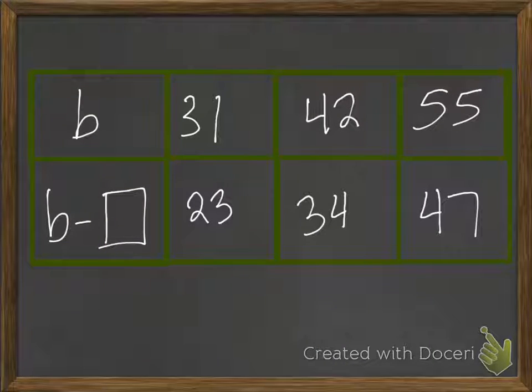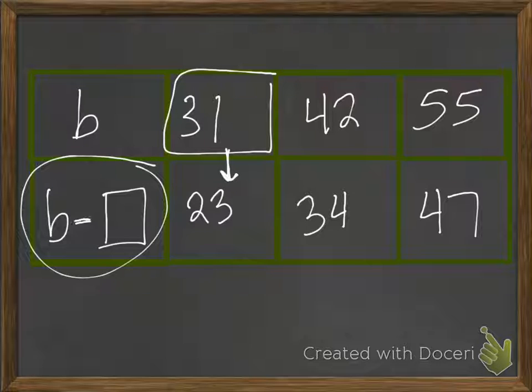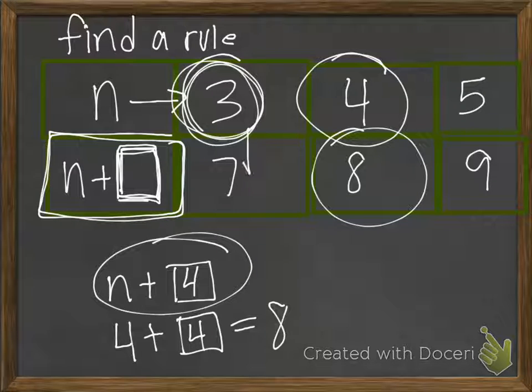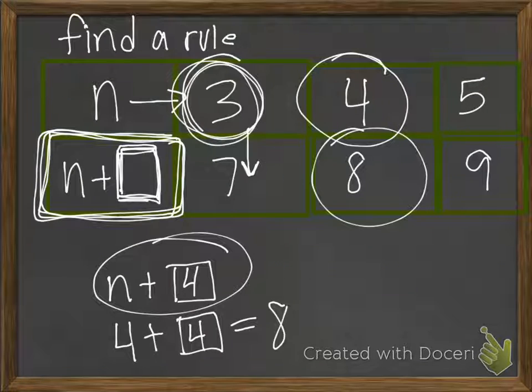Another thing I want you to notice: if you start with a number up here that's greater than this number, if you are decreasing, that means your rule is going to be a subtraction problem. If we go back and you see that this number is smaller and it's increasing, your rule has to be an addition problem. Does that make sense? So if we go down, we're decreasing, which means subtraction. If we go up, we're increasing, which means addition.